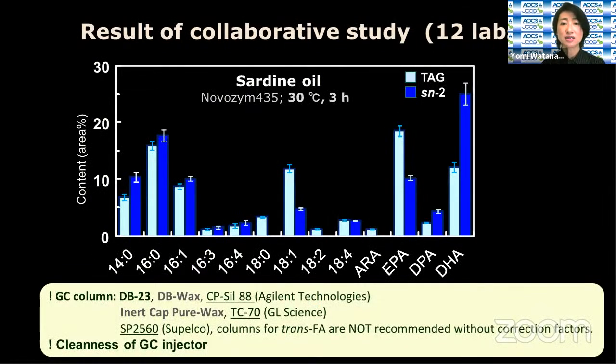This slide shows the fatty acid distribution of sardine oil tested in the same collaborative study. Pork pancreas lipase is unsuitable for the SN2 fatty acid analysis of sardine oil. The RSD values for DHA in the study were surprisingly high. The cause was later determined to be the use of GC columns designed for determining trans fatty acids. In addition, we found that extra care was needed to ensure the cleanness of the GC injector.